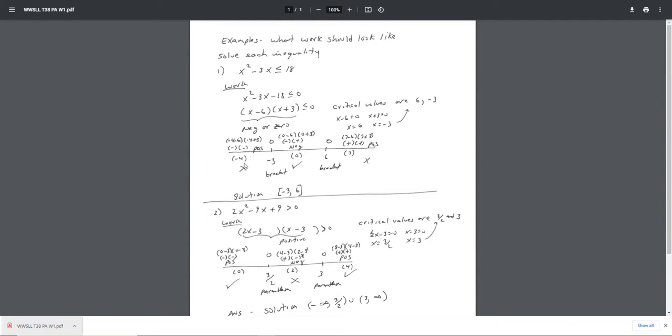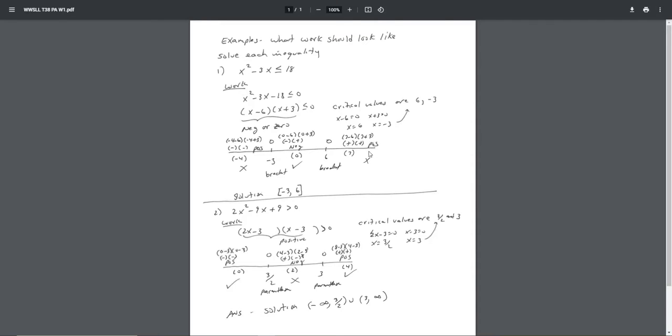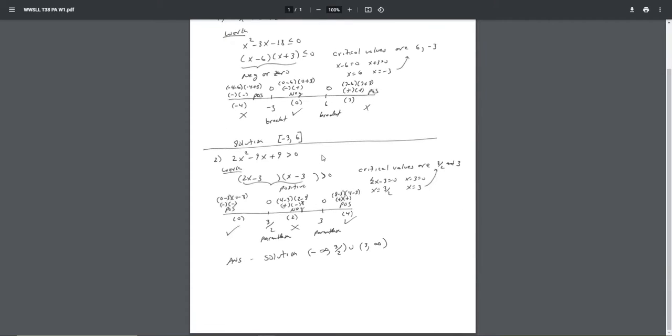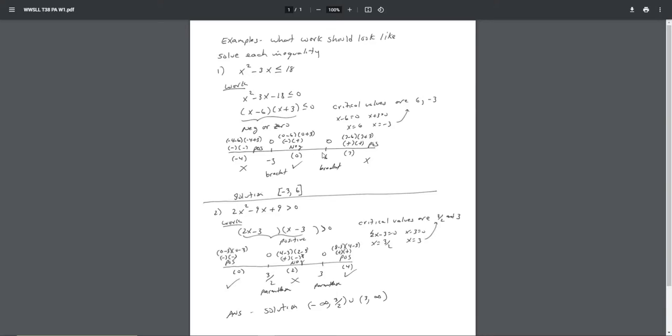In those lessons, you will see that little table where I list all the critical values, and the test points in parentheses, and you determine whether the interval was positive or negative. So make sure you're looking at those lessons. This is on one of your quizzes, and it could possibly be on a final exam. Sometimes they have this on the final exam.